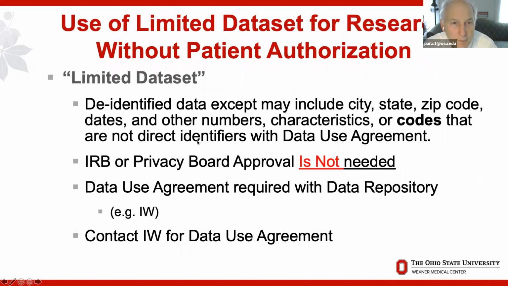Okay, and I mentioned the limited data set. Again, this is considered to have some PHI in it because it has dates, but it's de-identified. And again, the IRB and Privacy Board approval is not needed, but you need to talk to the information warehouse where you're getting the information or the honest broker and sign a data use agreement where you explain how you're going to use the data, how you're going to store the data, and why you need the data.